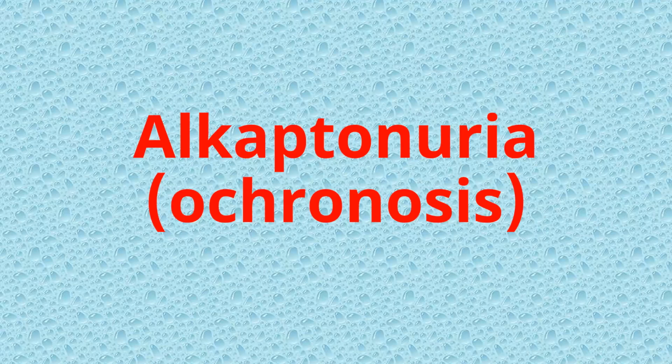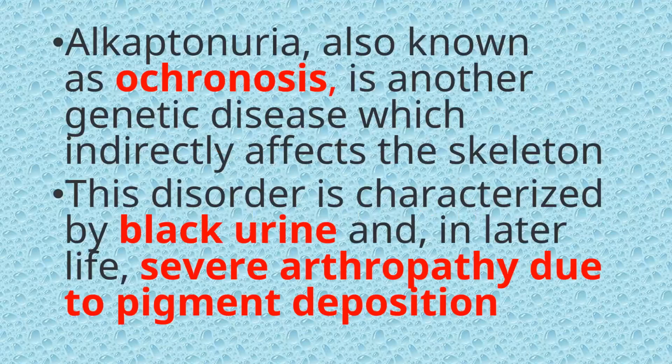Now we're coming to the second section, which is a condition that we often see in our clinic: alkaptonuria, or an easier term, ochronosis. Alkaptonuria is known as ochronosis. It is another genetic disease which indirectly affects the skeleton.